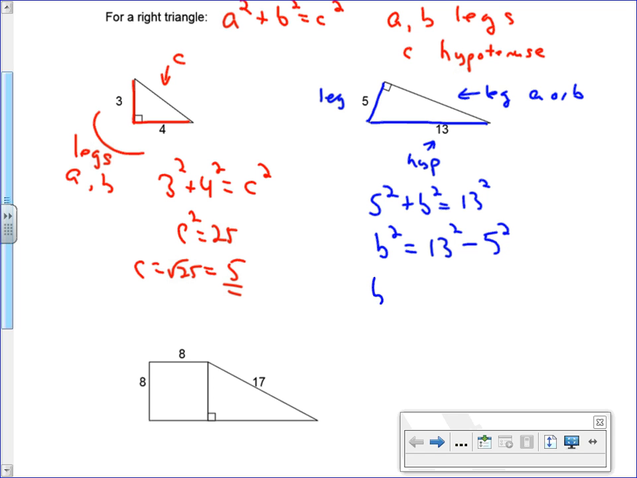You're looking for one of the shorter sides, so you're going to have to subtract. Again, grab your calculator. Let the calculator do a little bit of work for you. And you get that b squared is equal to 144. And that gives me b is equal to the square root of 144, which is 12. Okay, that's how you use the Pythagorean theorem in right triangles.